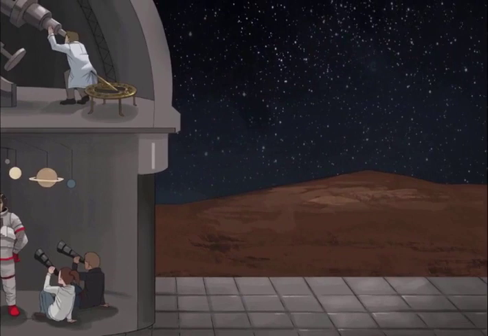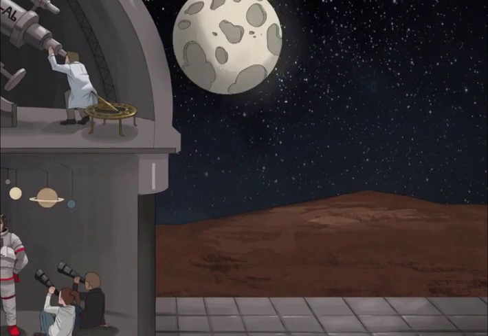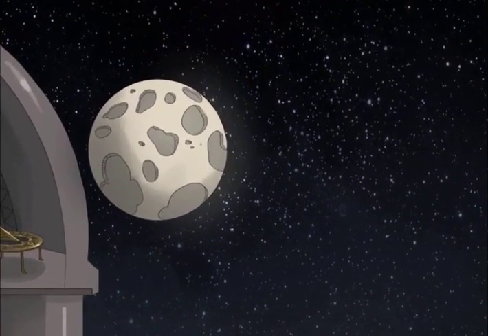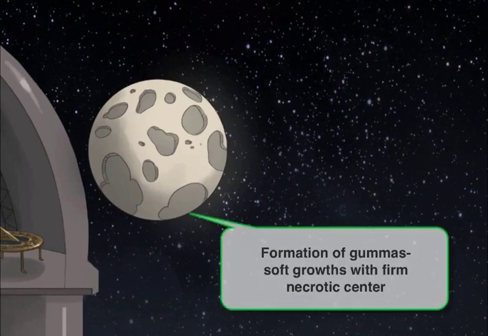So let's move outside. The first thing we'll add is this bright cratered moon. The craters are supposed to signify gummas, which are soft growths with a firm necrotic center that can occur anywhere: skin, internal organs, or even bone.